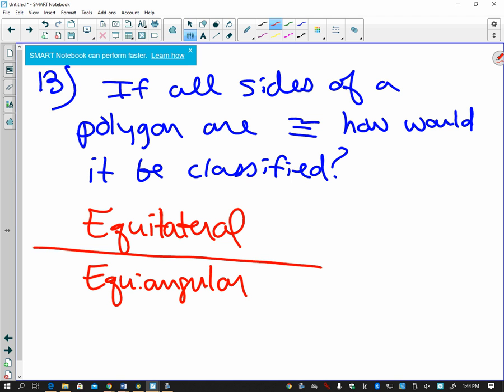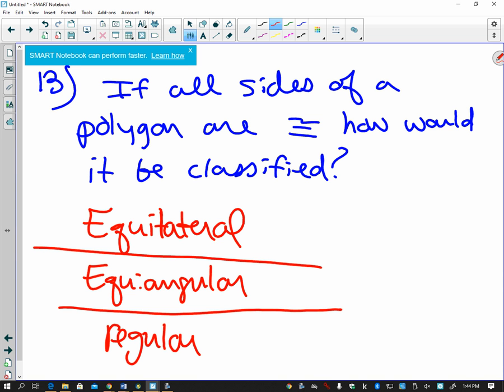Okay, here's a final question. What if all the angles and all the sides of a polygon are congruent? What's the term for that? Regular. What's the irregular? Irregular is anything that's not regular. So it can be equilateral, but if it's not equiangular, it's irregular.